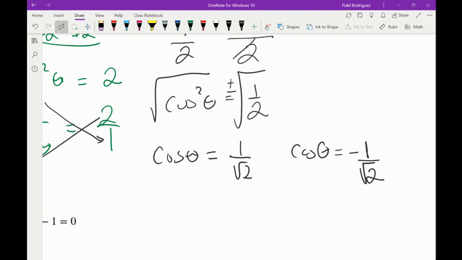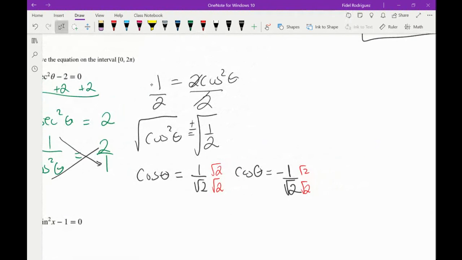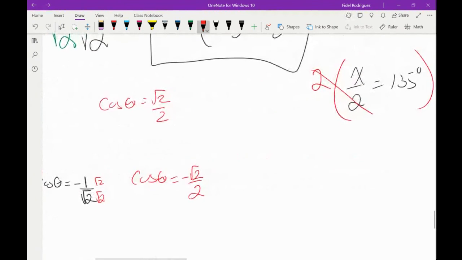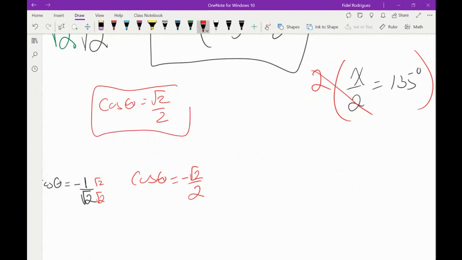All right, just like we've been doing before, first thing I'm going to do here, y'all, is rationalize my denominator. So now I have cosine of theta equals square root of 2 over 2. Cosine of theta equals the negative square root of 2 over 2. All right, let's come back and do a little scratch work. If we know the cosine of theta is equal to the square root of 2 over 2, let's find our values for theta.